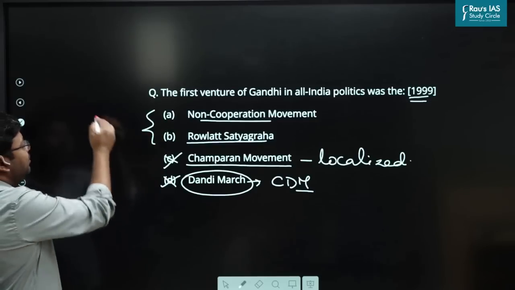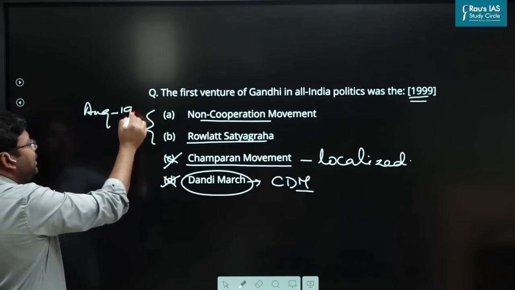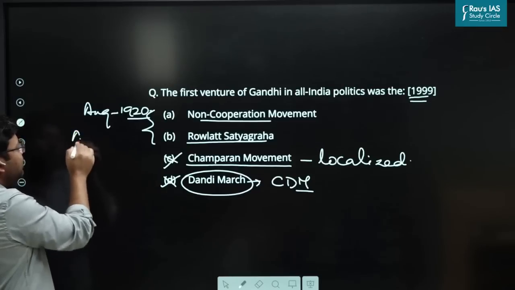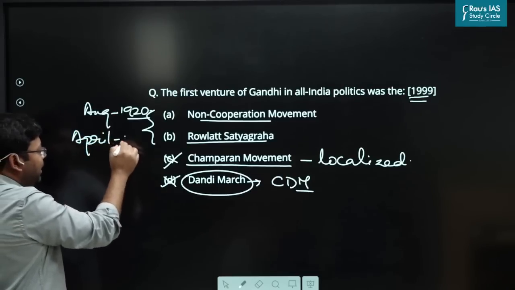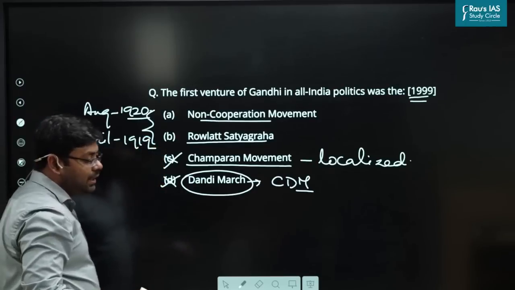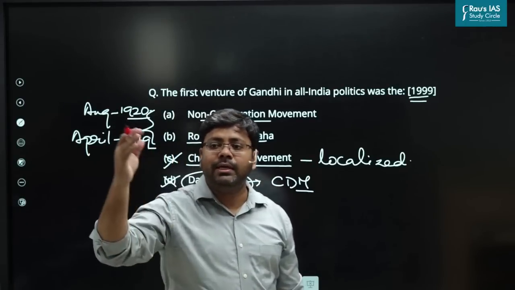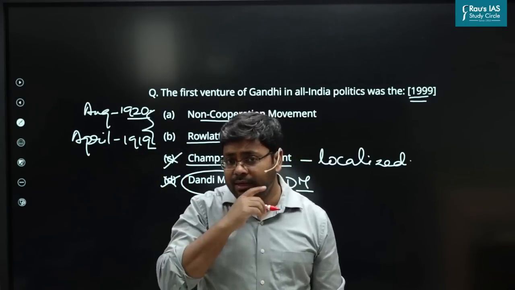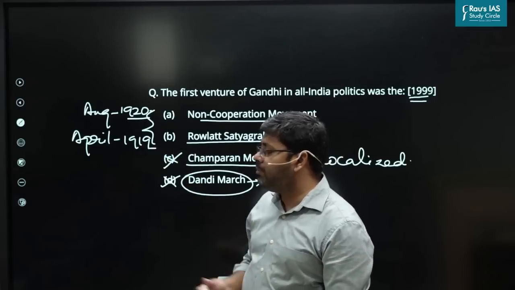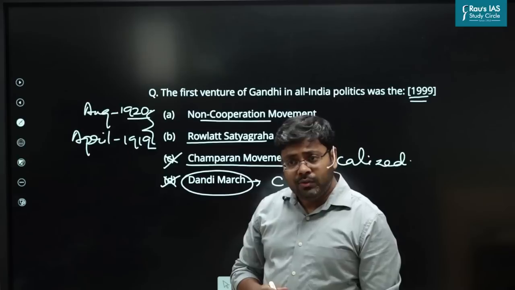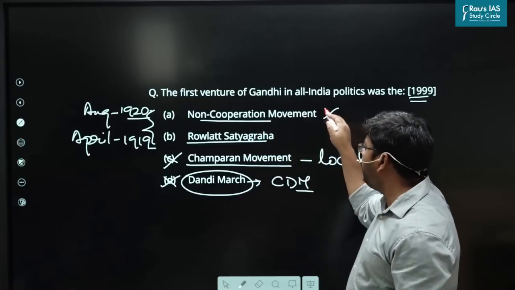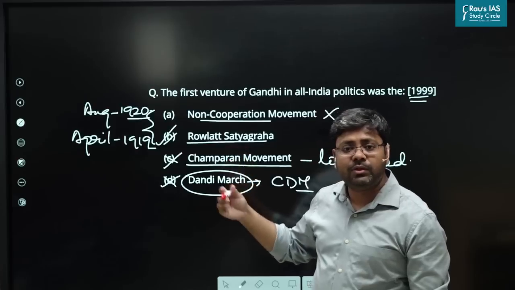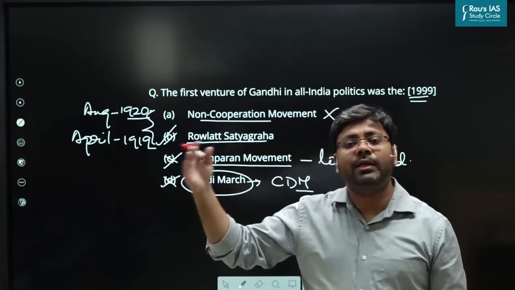Non-cooperation movement would start in August 1920. Rowlatt Satyagraha, when was this? April 1919. Just now we discussed that Gandhiji called for one all India Satyagraha and strike against Rowlatt Act in April 1919. So Rowlatt Satyagraha was in April 1919. So the answer here would not be non-cooperation movement. The answer here would be Rowlatt Satyagraha, because this was the call by Gandhiji to go for all India strike.